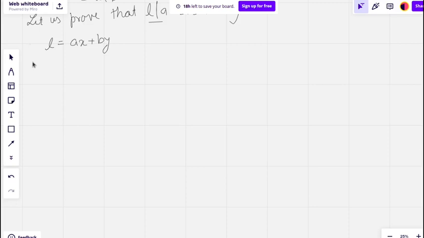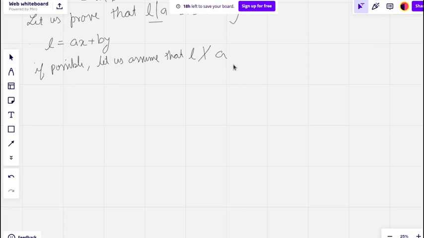So we will say, if possible, let us assume that L does not divide A. Okay, if it is possible.